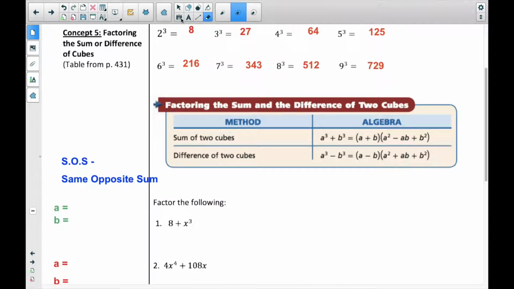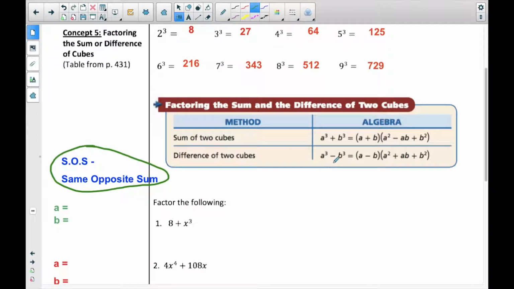One thing that I encourage you to use to memorize them is this little mnemonic called SOS. SOS stands for same, opposite, sum. What I mean by that is if you look at the pattern, if this is a plus sign, then our first sign is the same, plus. The next one is the opposite, minus, and the last one is the sum, plus.